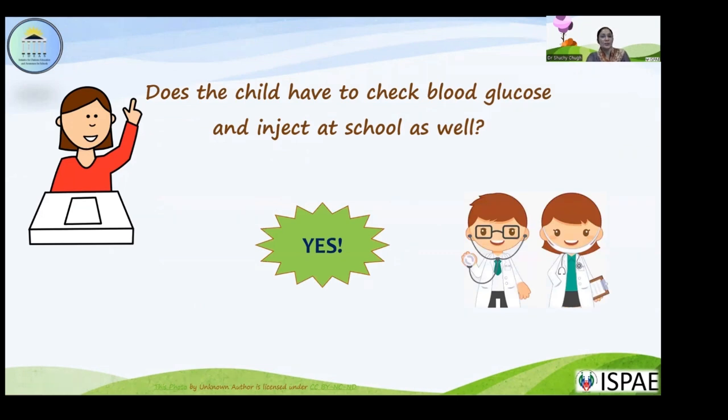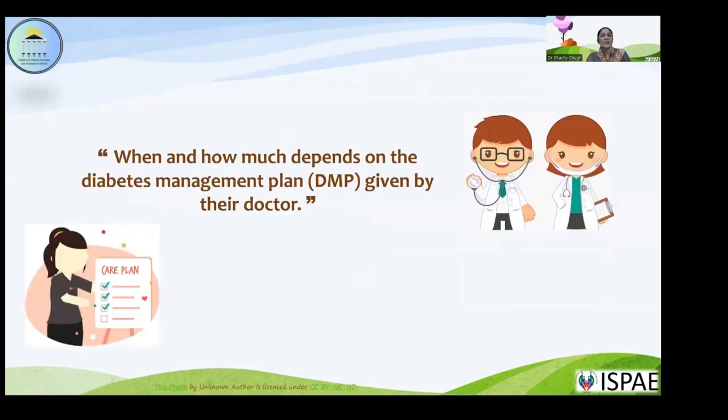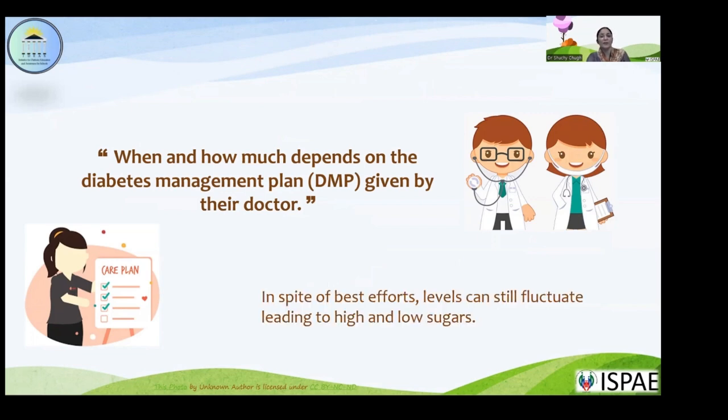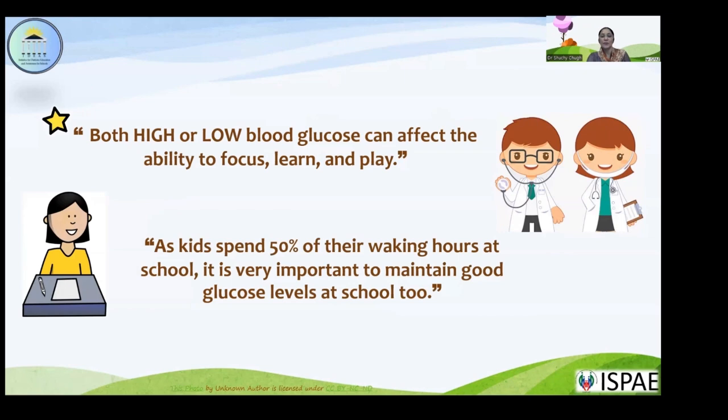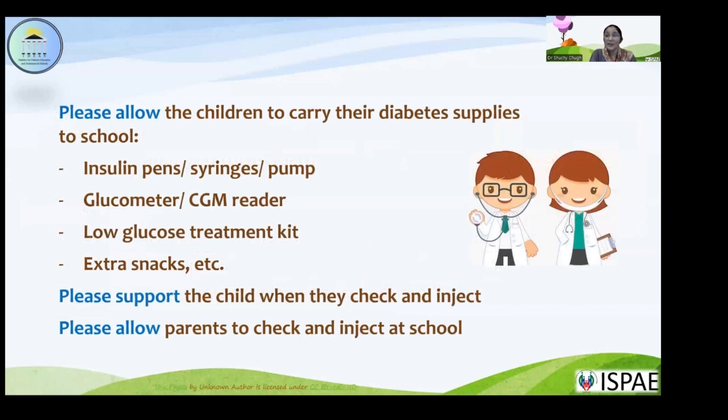Yes, the child needs to check blood glucose. When and how much depends upon the diabetes management plan given by the doctor, and it depends upon various factors, including their height, weight, and activity. And in spite of best efforts, levels can still fluctuate, leading to high and low blood glucose levels. Both high or low blood glucose can affect the ability to focus, learn, and play. And as kids spend 50% of their waking hours at school, it is very important to maintain good blood glucose levels at school too. It is also essential because they affect their activities, their involvement, and their studies too.